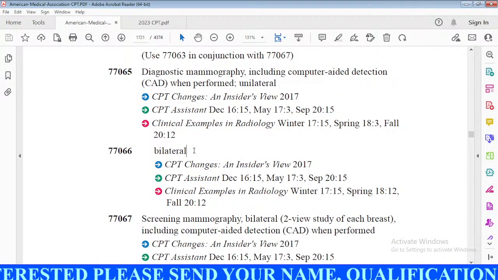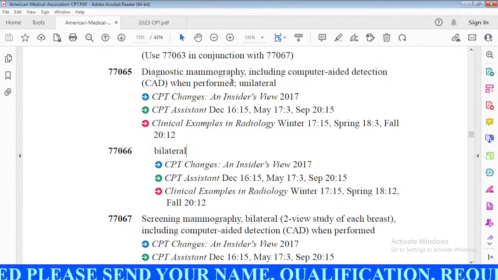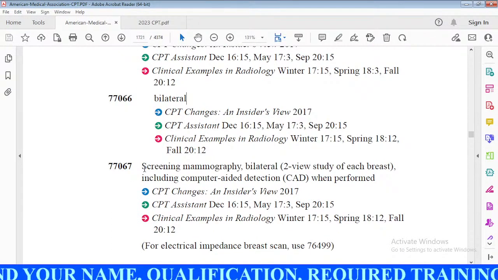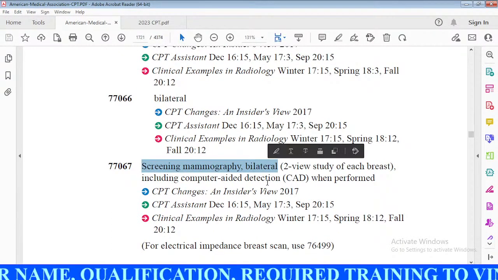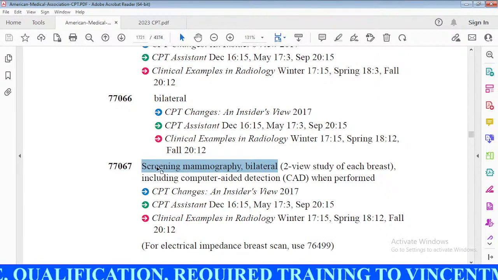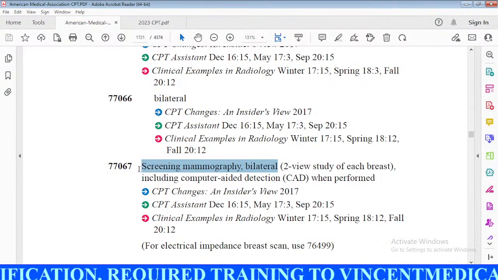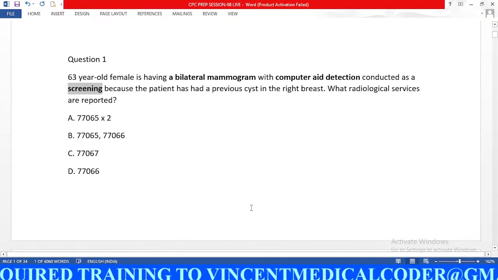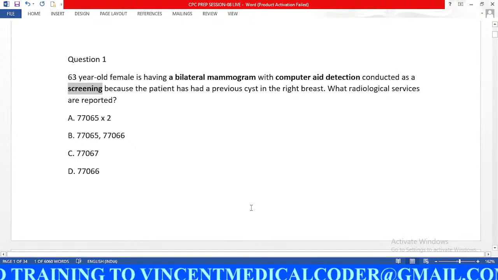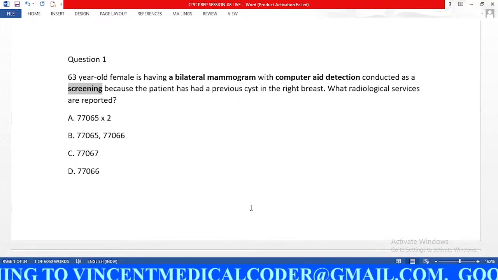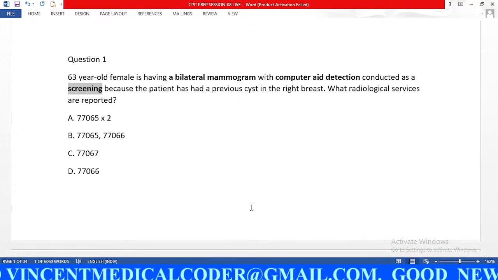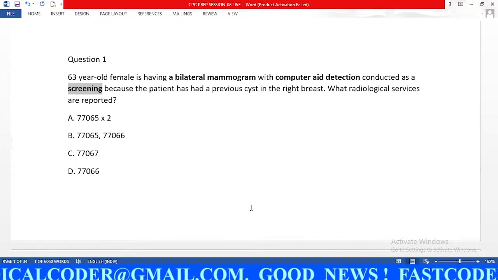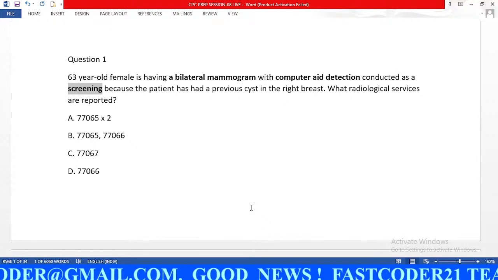Again, 77066, laterality is correct, but there is no screening in this one. So because of those reasons, our correct answer is 77067, screening mammography, bilateral, including computer-aided detection when performed. So because of all these keywords, our answer is 77067. So Deepthi did a good job by doing the forensic coding. Yeah, Bhargav, you did a good job. Just nothing secret here. We just need to compare the question with the code description. That's enough.